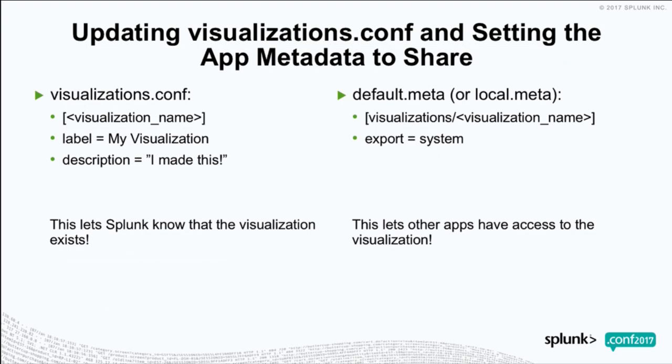Next, we need to update the visualizations.conf to make sure that Splunk knows the visualization exists. And then if you want to make it able to be used in other apps, you add it to the default or local.meta where you're exporting it to the system. And this lets the other apps have access to the visualization.